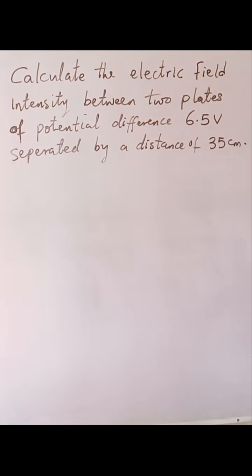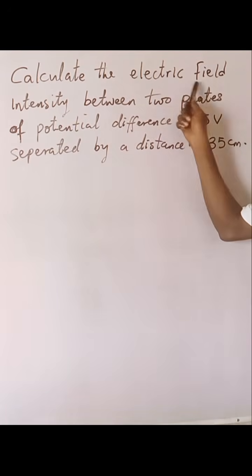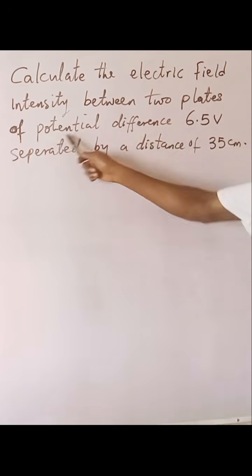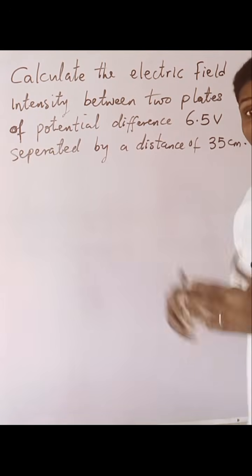All right, today we are looking at a question under electric field intensity. And it says, calculate the electric field intensity between two plates of potential difference 6.5 volts separated by a distance of 35 centimeters. All right, this question is very simple.